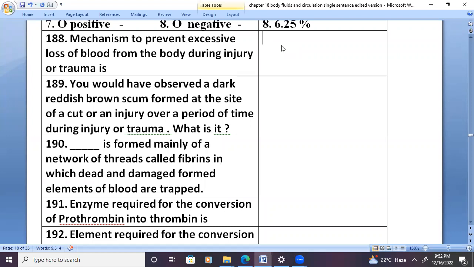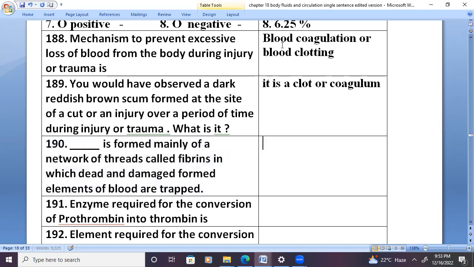Part 4. Blood clotting. The mechanism to prevent excessive loss of blood from the body during injury or trauma is blood coagulation, or blood clotting. You would have observed a dark reddish-brown scum formed at the site of a cut or injury over a period of time. What is it? It is a clot, or coagulum. It is formed mainly of a network of threads called fibrin, in which damaged formed elements of blood are trapped. It is called a clot or coagulum.